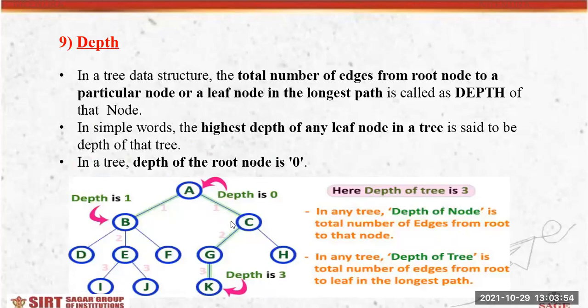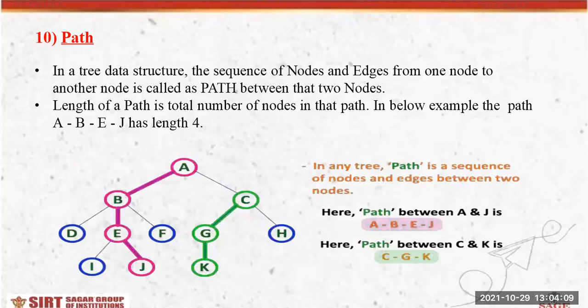Now moving to depth. It starts from the root node A. A has depth 0, C has 1, G 2, K 3. In this way, we move the depth from top to bottom. Now you can see the path. What is the path? The traversal from a particular source to the destination. So the source is your A and the destination is your J. So this will be a path from A to J. Similarly, you will have a path from A to K, C to K, or B to J. Any node you can take, you will have the path.